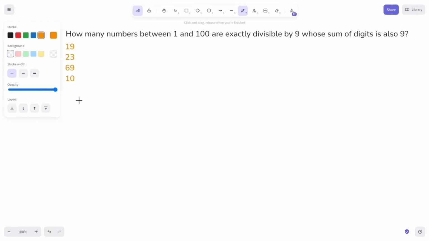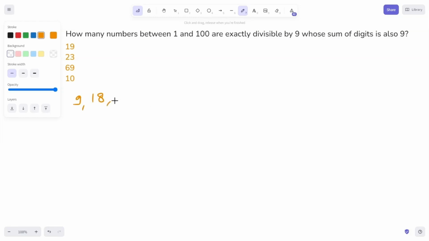So let's check how many numbers are these. So 9: the sum of digits is 9, and it is also divisible by 9. So this is our first number. And 18: the sum of digits is 9, so one property is fulfilled. Now it is also divisible by 9, so the second is also fulfilled.